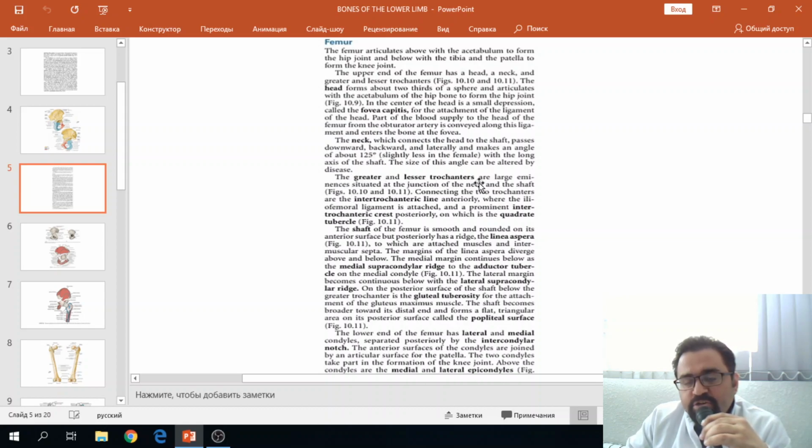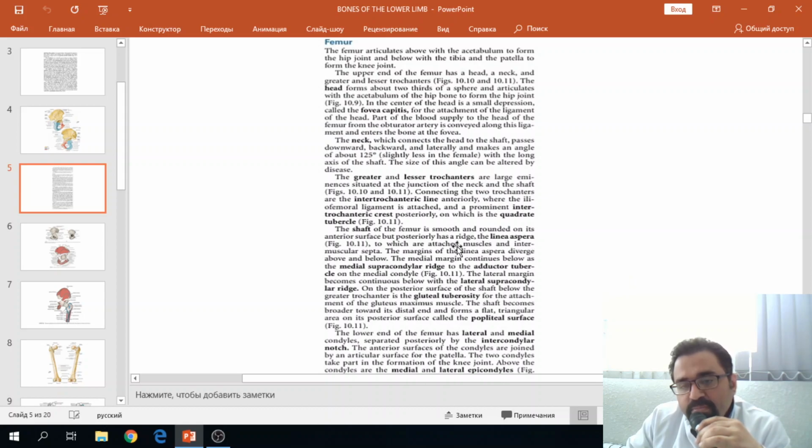The greater and lesser trochanter are large eminences situated at the junction of the neck and the shaft. Connecting the two trochanters are the intertrochanteric line anteriorly, where the iliofemoral ligament is attached, and the prominent intertrochanteric crest posteriorly. As you can see, there is a greater and lesser trochanter. The intertrochanteric line is anterior, and the intertrochanteric crest lies posteriorly. I will show you on the diagram later. On it is the quadrate tubercle.